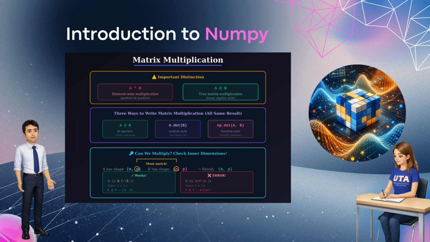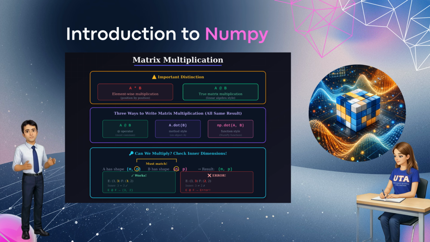Now, here's the critical question that shows up on exams. Can we multiply these matrices? Not every pair of matrices can be multiplied together. You need to check the inner dimensions. Let's say A has shape m by n, and B has shape n by p. Notice I wrote the same letter n in both, A's number of columns and B's number of rows. Those must match for matrix multiplication to work. If they match, the result will have shape m by p. You take the rows from the first matrix and the columns from the second matrix.